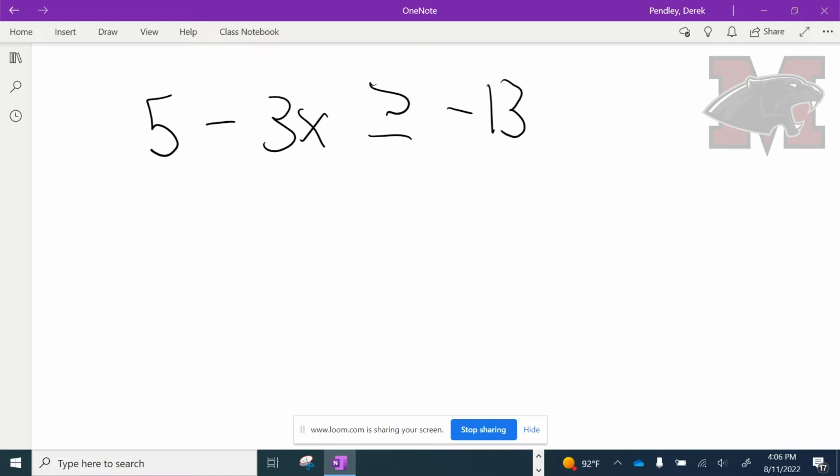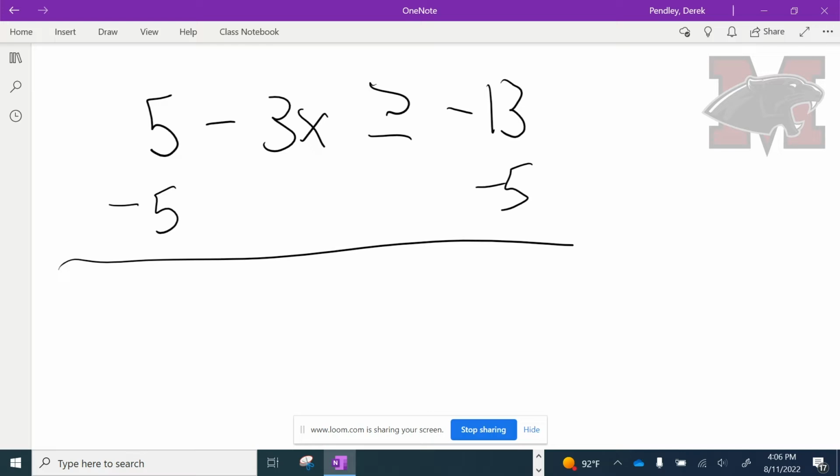All right, again, I'm going to treat it just like an equation, except if I multiply or divide by a negative, I need to flip the inequality. That's the only thing I need to keep in mind when I'm doing this. So I'm going to subtract both sides by 5. Remember, keep that scale balanced. What you do to one side, you have to do to the other. So I have negative 3x greater than or equal to negative 18.